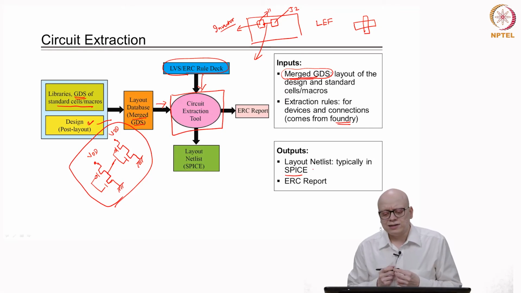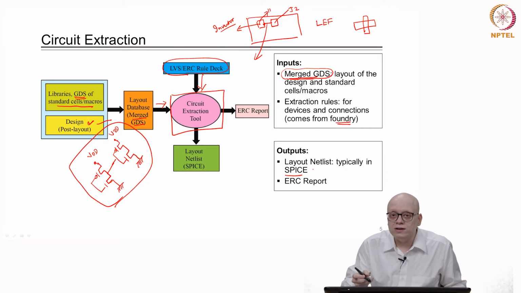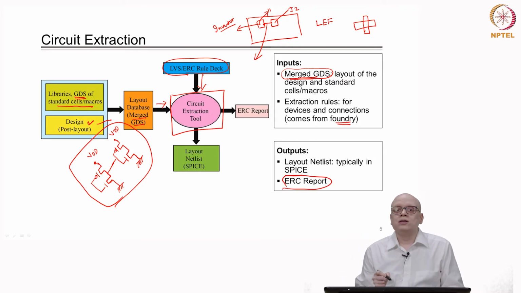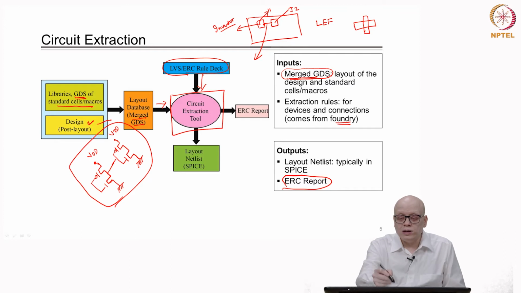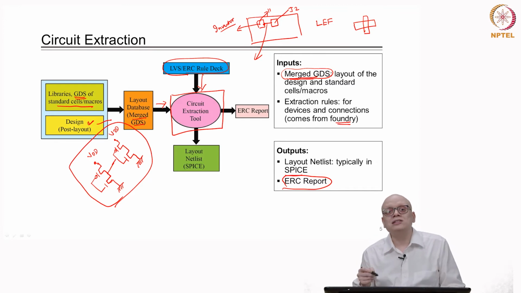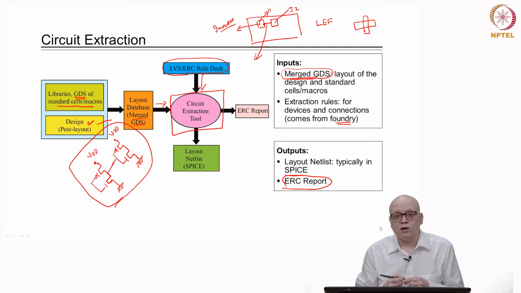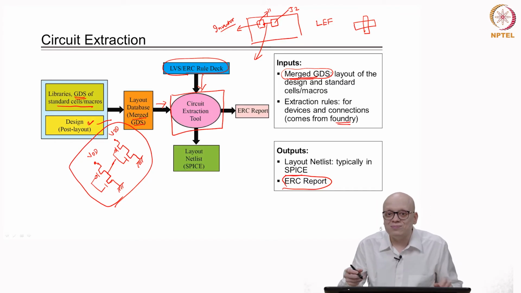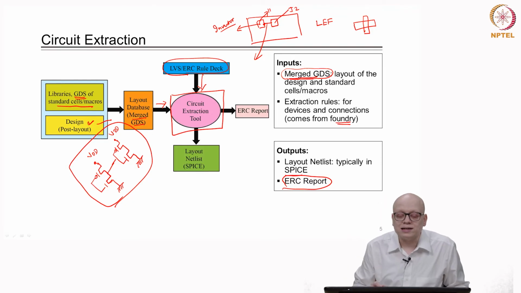Additionally, the circuit extraction tool can also give an ERC report, right, because during circuit extraction, if the rule deck contains the ERC rules, that is, the connectivity rules for having valid connectivity, then the tool can also find out what the invalid connections are, and those can be reported during the circuit extraction.